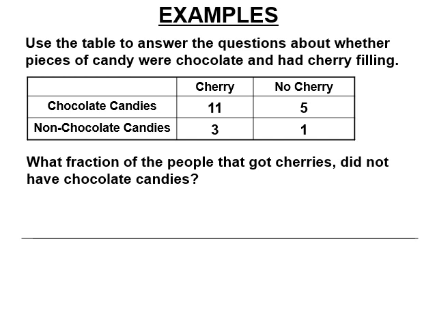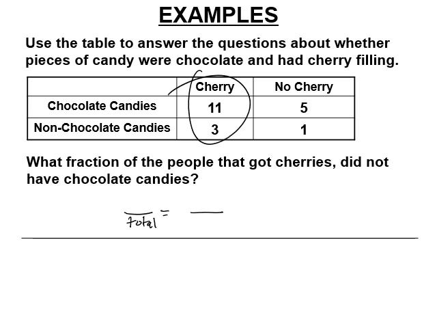So there was a bunch of candies. Some were chocolate, some were not. Some had a cherry inside, some did not. So it says, what fraction of the people that got cherries? All right, so you're going to make a fraction. And on the bottom, I want you to put the total amount of people who got cherries. Write that now. Well, 11 people got cherries in chocolate candies.